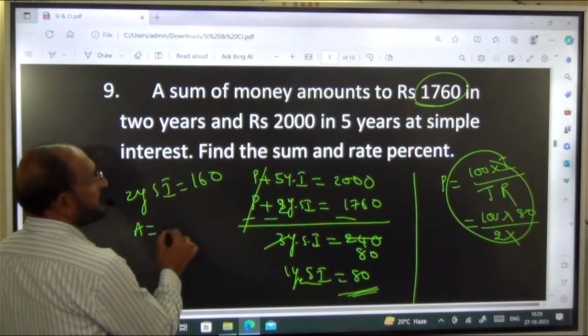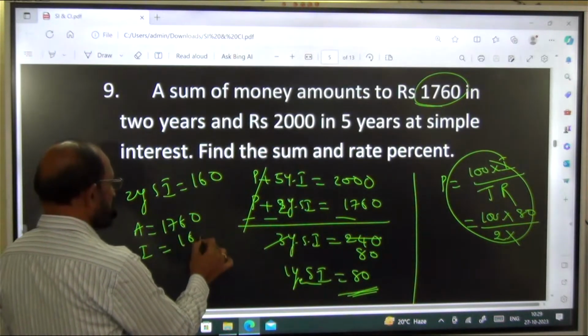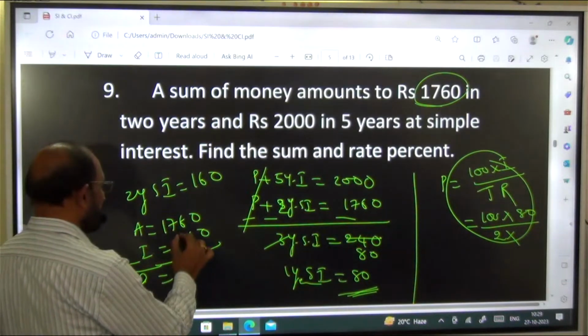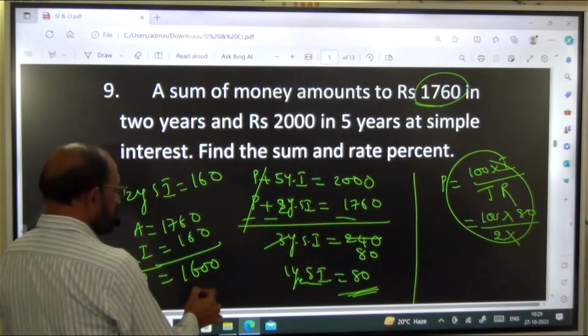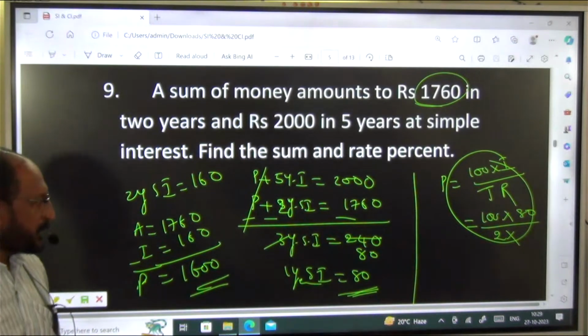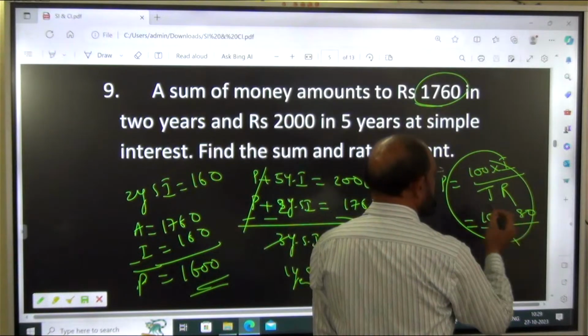Amount is equal to 1760. Interest is equal to 160. Subtract: amount minus interest is equal to principal. 1600 is the principal. We can substitute in this same 160 here.